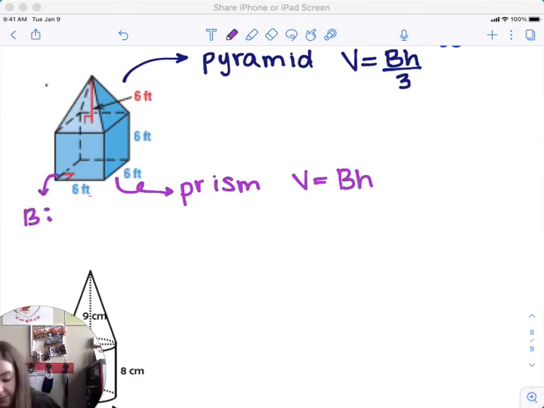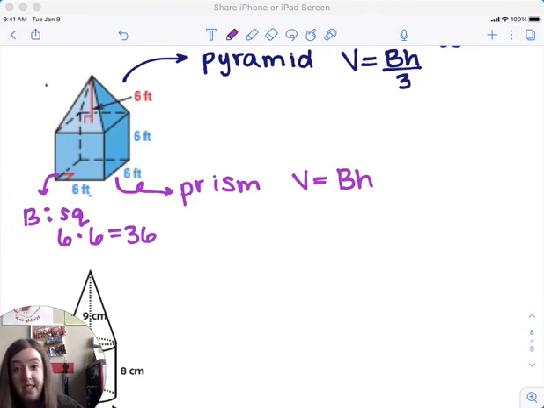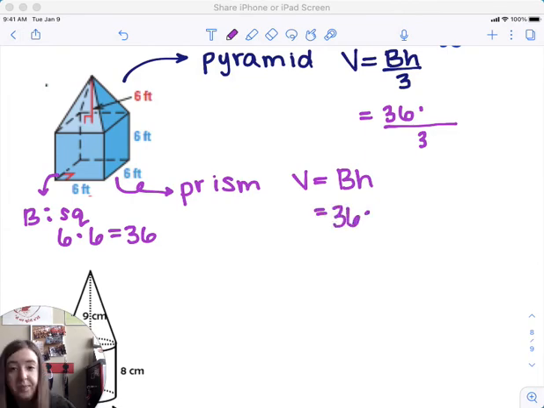B is a square. So we're going to have to take 6 times 6 and get 36 for the area of the base. So for the pyramid, we'll have 36 times, then we'll figure out what the height is and divide by 3. For the volume of the prism, we'll take 36 and multiply it by the height. Now, with the prism, the height of this guy is going to be 6. So when we take 36 times 6, the volume of that cube is going to give me 216.